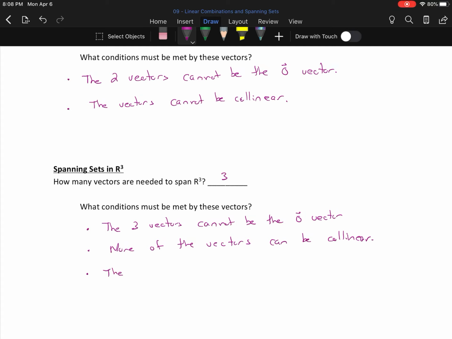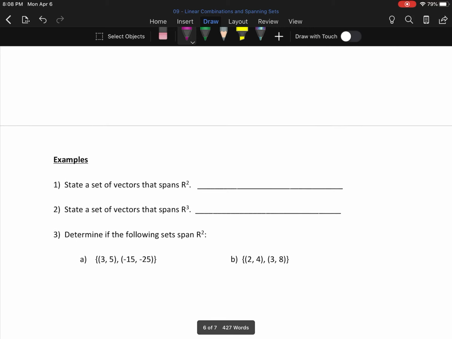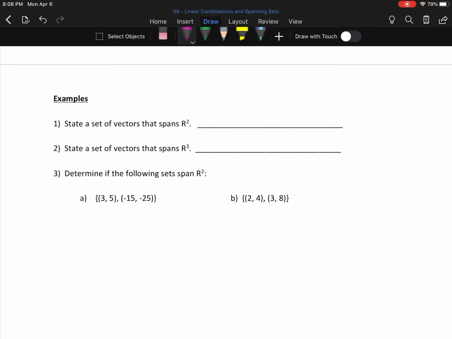And now, the big moment of this lesson, I think: the third thing that must happen if they're going to span R3 is that the vectors must not be coplanar. If they're all coplanar, we're only going to span R2. They're only going to span a 2-dimensional space, a piece of cardboard. To be able to span all of 3D space, we need the vector to actually stick out of the plane, to not be part of that one plane.